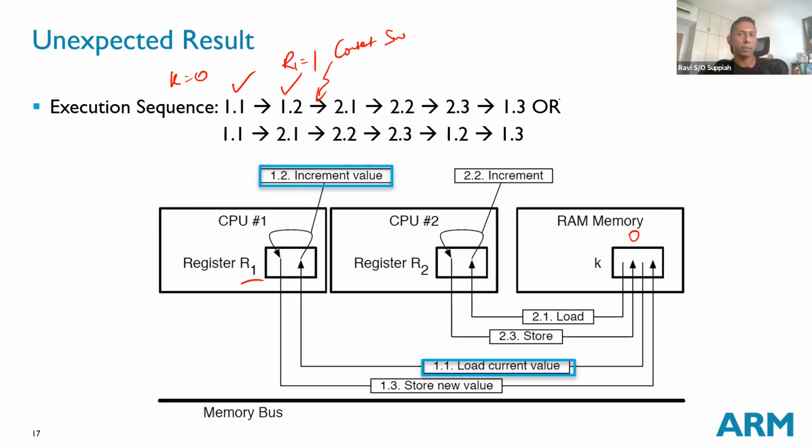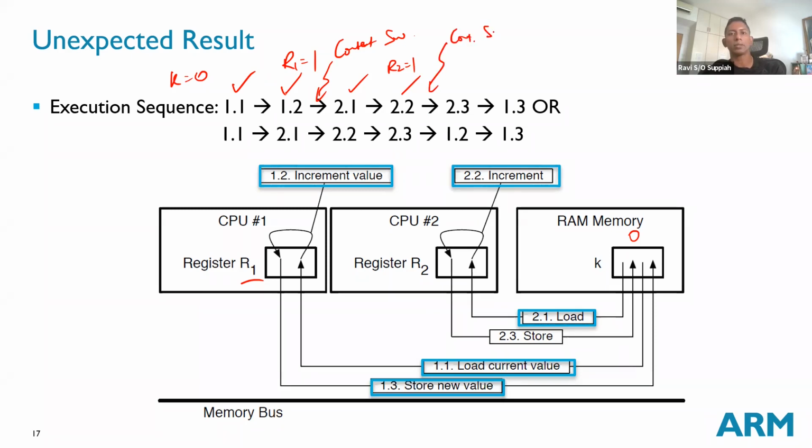A context switch happens, and then task 2 runs. So when task 2 runs, what happens? It takes the current value of k, which is 0, and does a load. It increments into R2. So what is R2 now? R2 is also 1, in step 2. And then I switch back again.